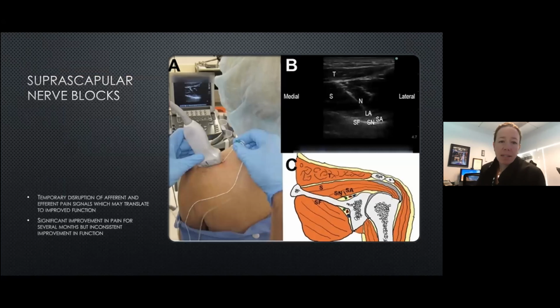Suprascapular nerve blocks. This has gotten some attention because what you're doing is interfering with their perception of pain, which can allow them to participate in things like physical therapy a little bit better, or to be patient if you think that the natural course is that it will get better on its own. And it does work for pain, but it doesn't necessarily work for improvements in function or to alter the speed or the process of the disease.